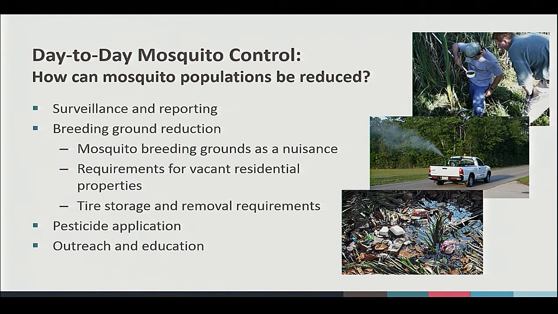Programs may or may not include all aspects of the bullets that are on this slide. So they may include surveillance and reporting. They often will include breeding ground reduction and pesticide application. They may or may not include the outreach and education. It's worth reviewing those and determining what aspects of the existing mosquito control activities need to be adapted in order to take into account the different circumstances surrounding Zika.